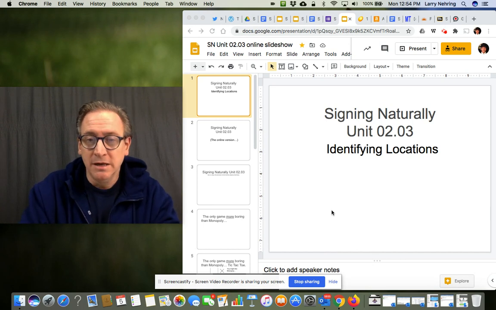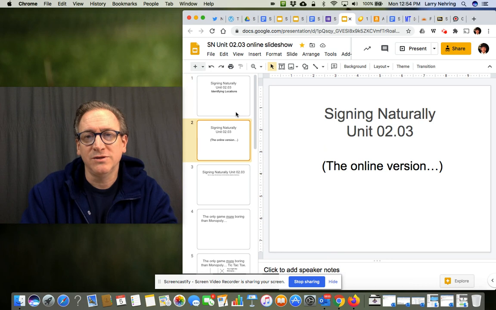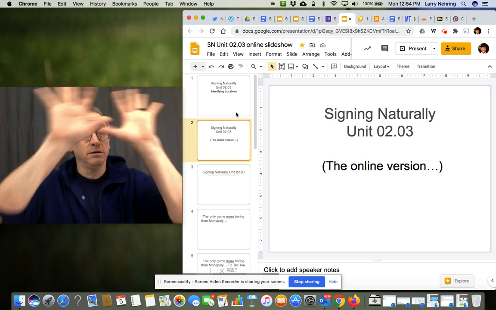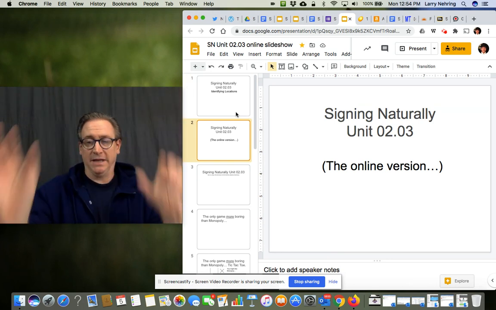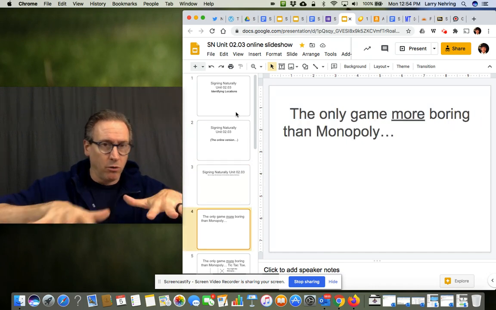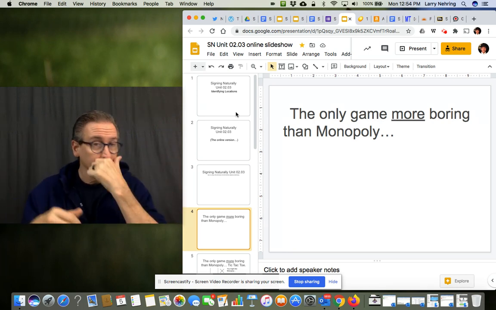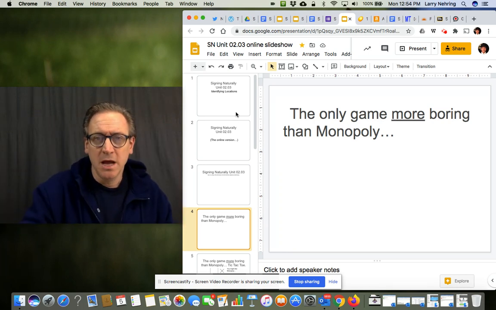So anyway, it's identifying locations in this vertical plane. And as I think I said in one of the past ones, we use both a horizontal plane and a vertical plane when describing things and placing things. So it's good to practice with both of them.